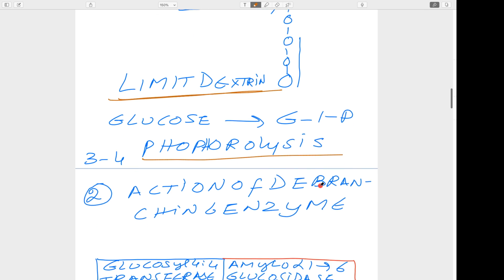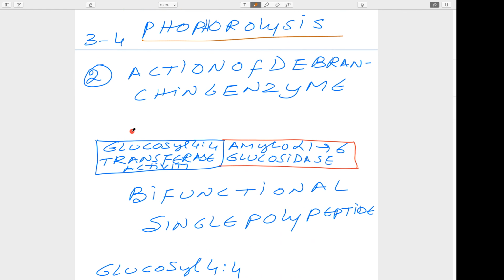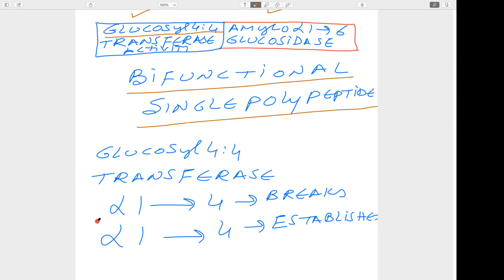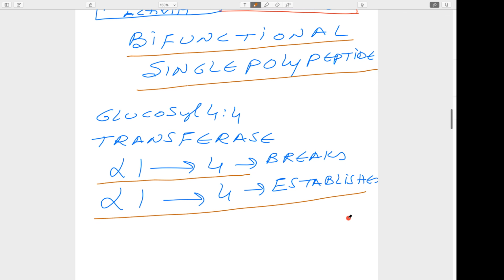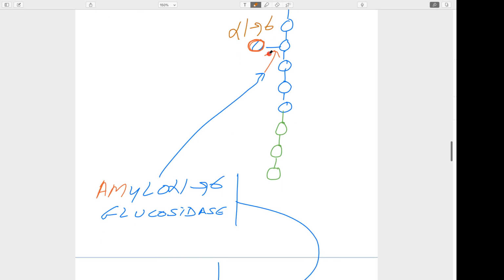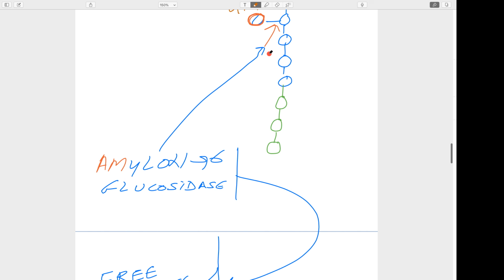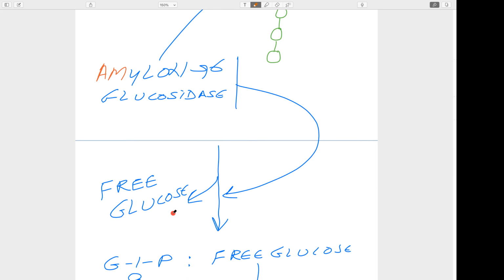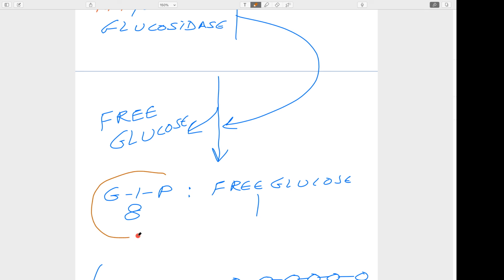The second is the action of the debranching enzyme. It is a single polypeptide containing two enzyme activities, glucosyl 4,4 transferase and amylo 1,6 glucosidase, so it is a bifunctional enzyme. The glucosyl 4,4 transferase breaks a 1,4 linkage and establishes a new 1,4 linkage. By the action of amylo alpha-1,6 glucosidase, free glucose is released. Generally, for every 8 glucose 1-phosphate released, 1 free glucose is released.